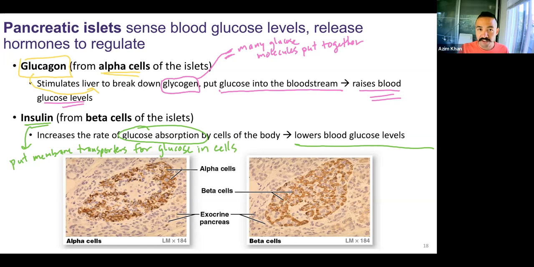You might have heard of insulin because of people with diabetes. People with diabetes, well, there are two different types. Type 1 diabetes: in those people, the immune system attacks beta cells.